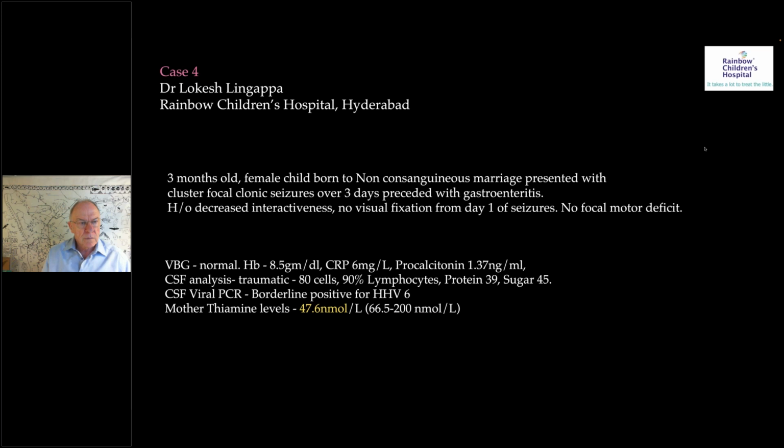So WBC at admission was normal, no metabolic acidosis. Hb was 8.5 gram per deciliter and CRP 6 mg per deciliter. Outside, before coming here, in the outside hospital, CSF was done on day 2 of illness, which was normal. Here we have repeated CSF analysis. It was traumatic, showing 80 cells, 90% lymphocytes. Viral PCR was borderline positive for HHV6. So initially, seeing the neuroimaging and clinical picture, we thought of viral encephalitis as the first possibility. Okay.